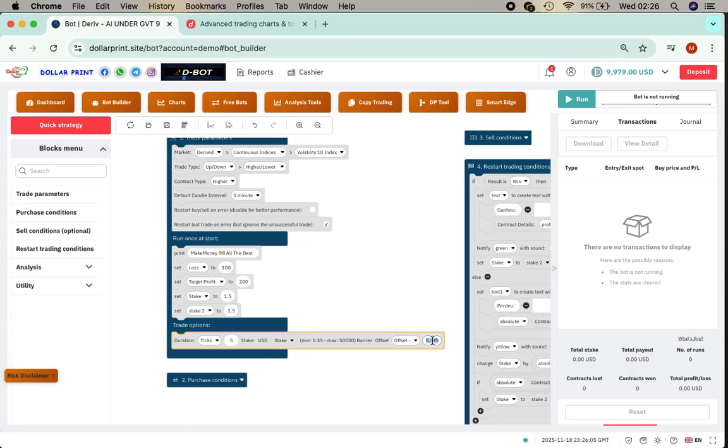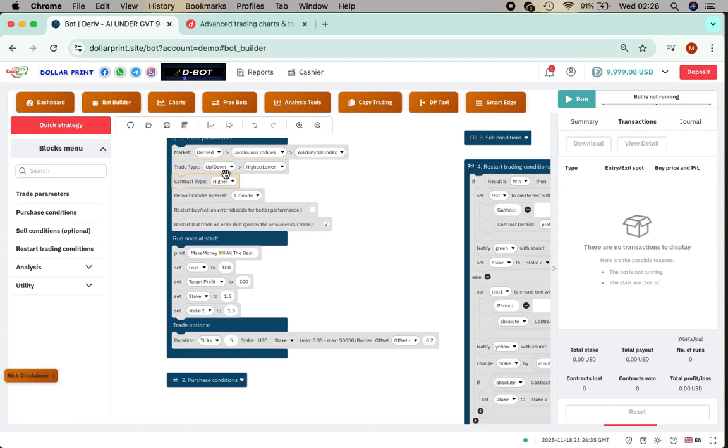So if you want to do higher, ensure the offset is negative, and you can change the barrier. If you want to change the barrier, it's okay because of the risk management. Let me leave the barrier like that, but let me change it to 0.2. If you reduce the barrier, the higher the payout, guys, and if you increase the barrier, the lower the payout.